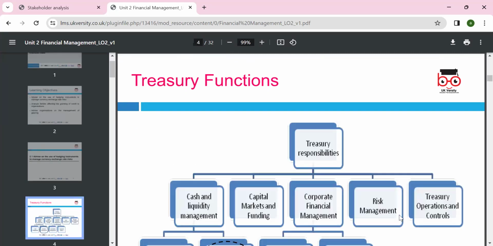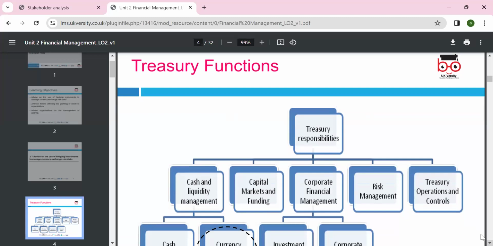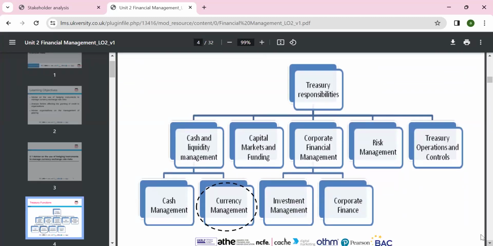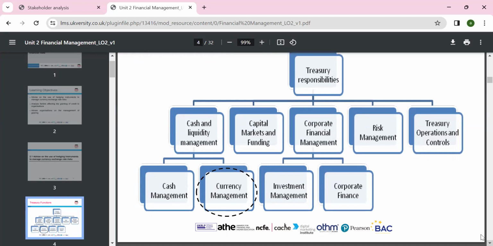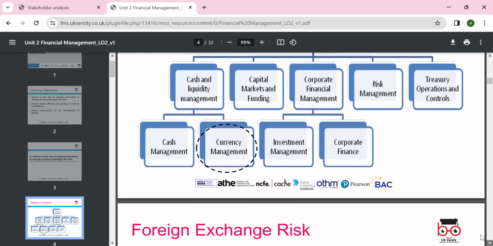That's what we'll go through. We can look at the treasury function responsibilities: cash and liquidity management, capital market funding, corporate financial management, risk management, treasury operation and control. So cash management, currency management, that's hedging. And we can look at the fluctuation of that, and investment management and corporate management. That all comes under treasury.